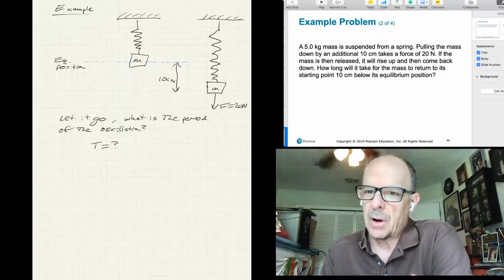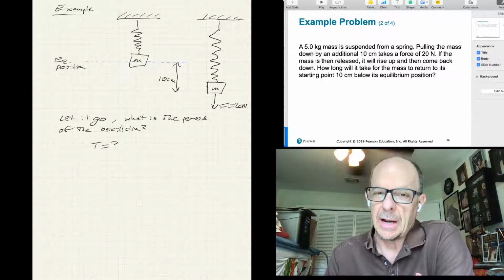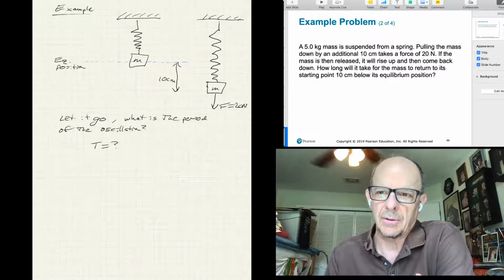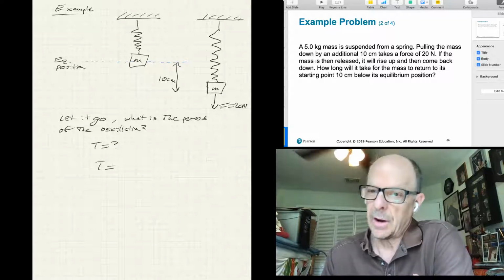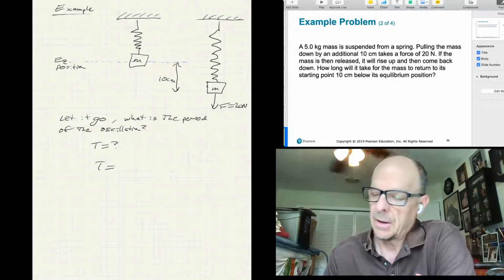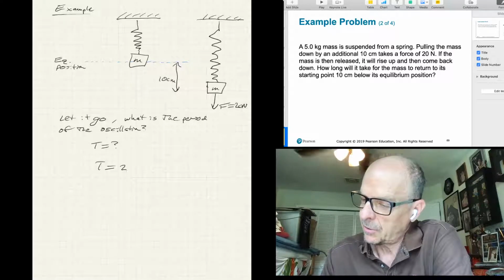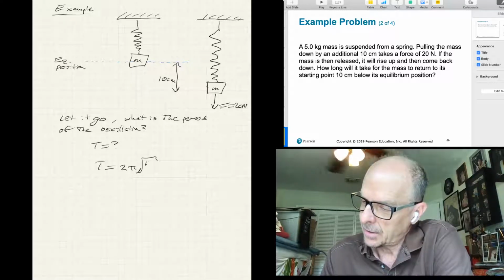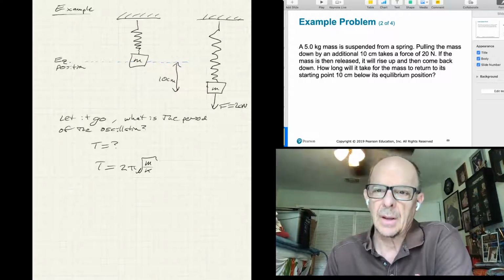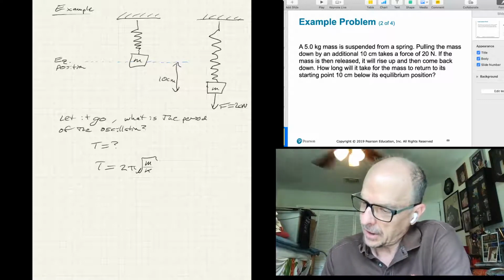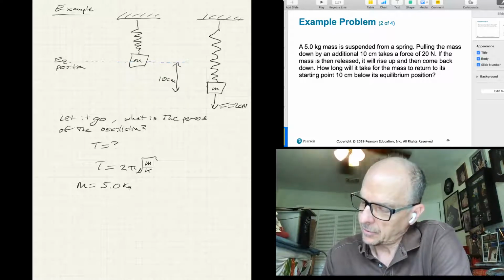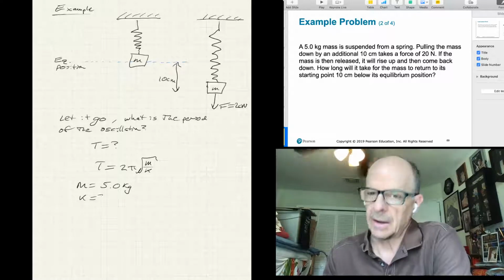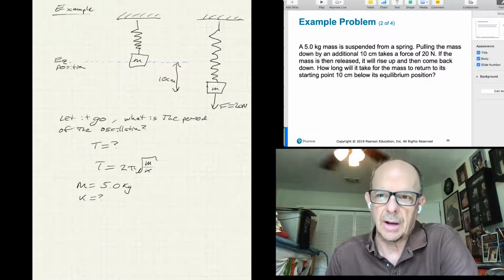Well, we just saw from our analysis of the energy of a simple harmonic oscillator for a spring in particular that we have a handy equation for the period of an oscillating spring, which is 2 pi times the square root of m over k. And we are told in this case that m is 5 kilograms. What is k then? We need to know k in order to get the period.